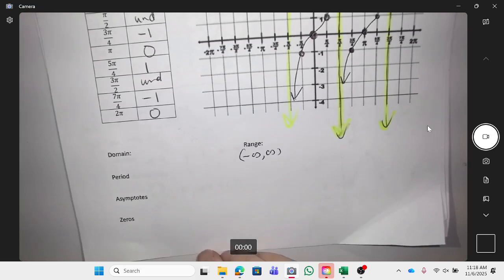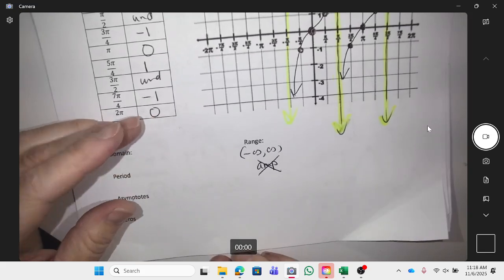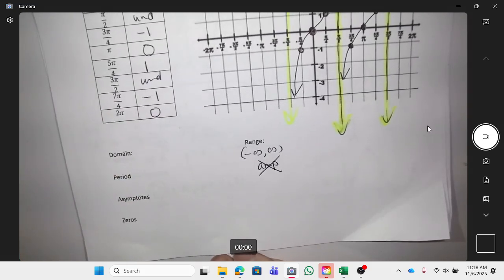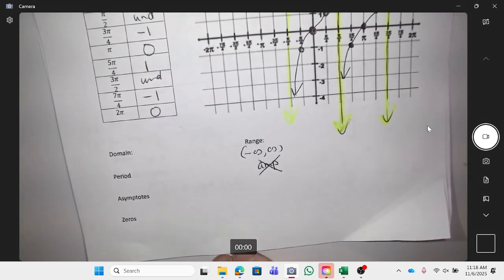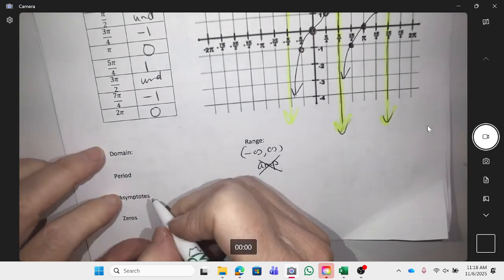Infinity. Okay? So a tan graph does not have that as amplitude. We don't have an amplitude because we don't fluctuate up and down, right? Because we shoot up and down. Okay, so no amplitude. So that word for the sine and cosine will not happen here. Okay, domain. It's going to kind of have to do with our asymptotes. So let's go to our asymptotes first.